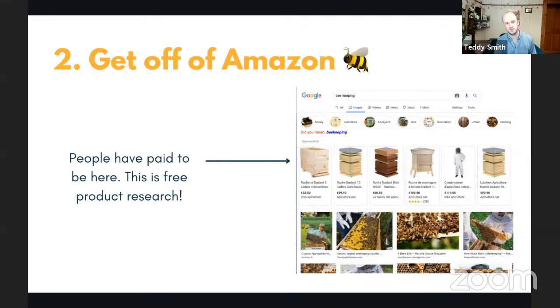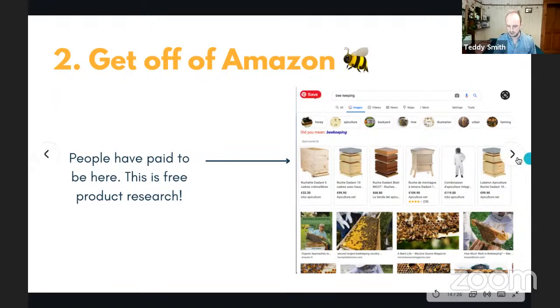And the reason this is important is because these people at the top, like Rouchette and Rouge and the other one, they've paid to be there. So this is basically free product research, because these shops think these keywords are worth targeting, and they're paying money to Google in order to be at the top of the page. Now, this is great information to know if you're trying to make a product in the beekeeping world. And another good thing about Google is you can click on images, and it opens up other stuff that's related.